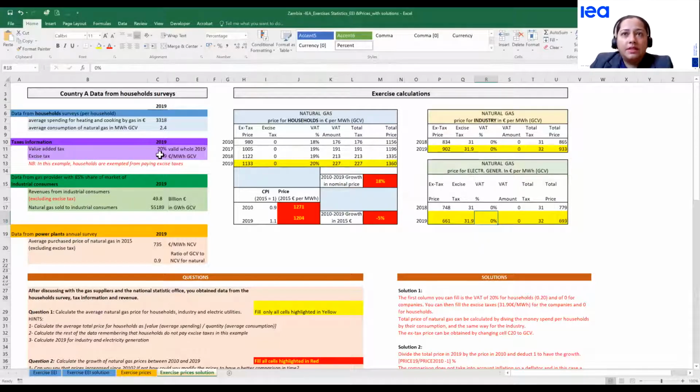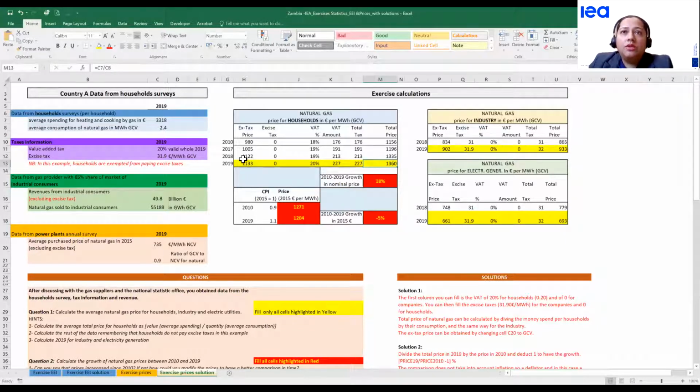And for excise tax, here you have the amount, which is 31.9 euro per megawatt hour in gross calorific value. So here you know that household do not pay excise tax, but industry, they do pay excise tax, as well as electricity plants. But so now you have the information on the taxes and you can calculate the rest.